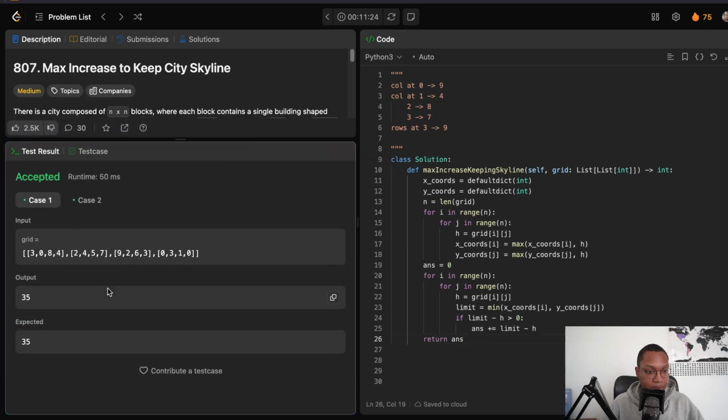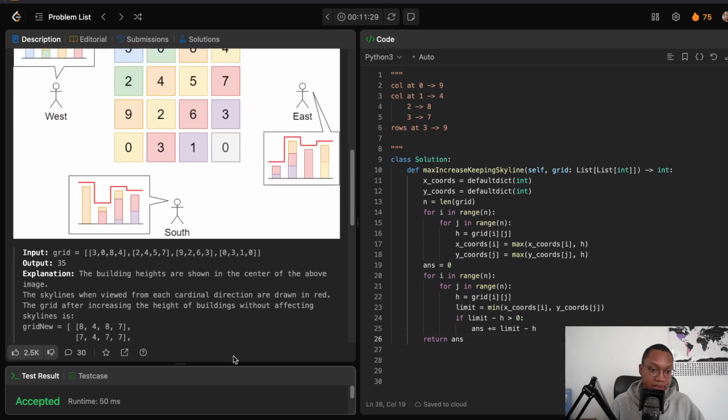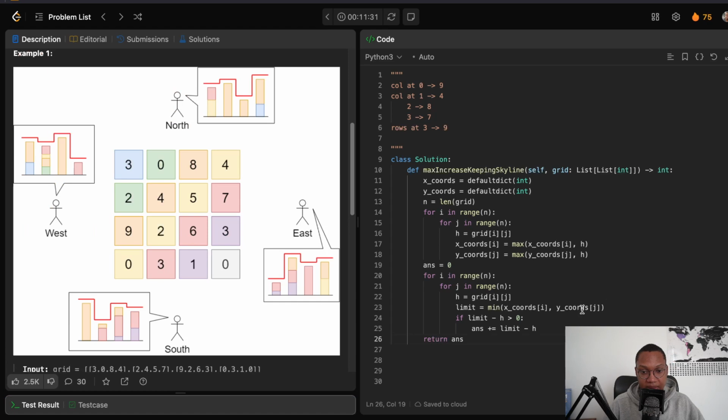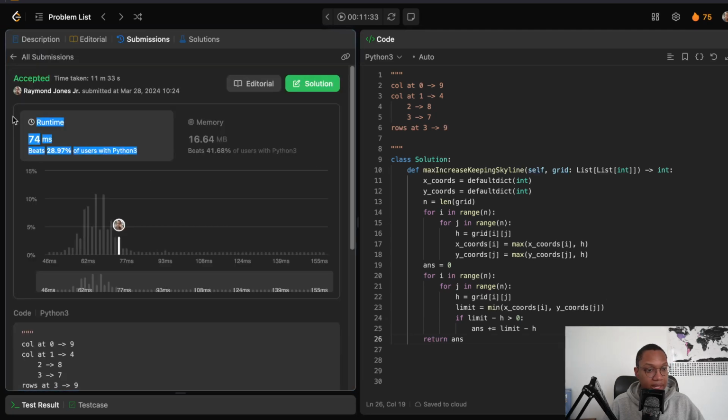And there we go. Oh my gosh. It worked for the base cases. Now hopefully the skyline doesn't mess up the skyline. I don't think it does. I think it's okay. Boom. Time taken, 11 minutes. Let's go. Not bad at all.